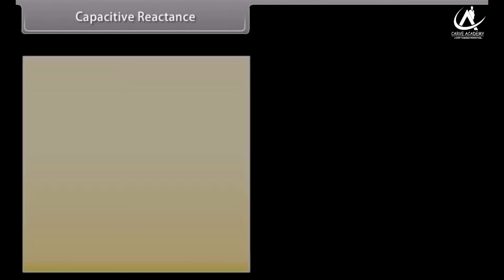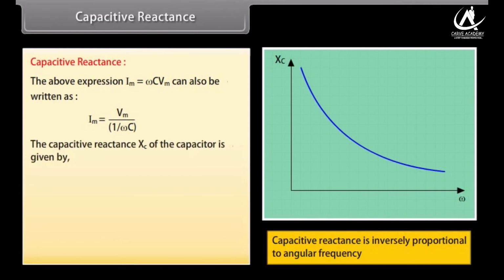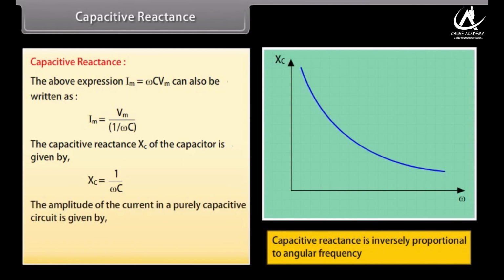Capacitive reactance. The above expression Im = omega C Vm can also be written as Im = Vm divided by 1 upon omega C. The capacitive reactance Xc of the capacitor is given by 1 upon omega C. The amplitude of the current in a purely capacitive circuit is given by Im = Vm upon Xc, or Irms = Vrms upon Xc.